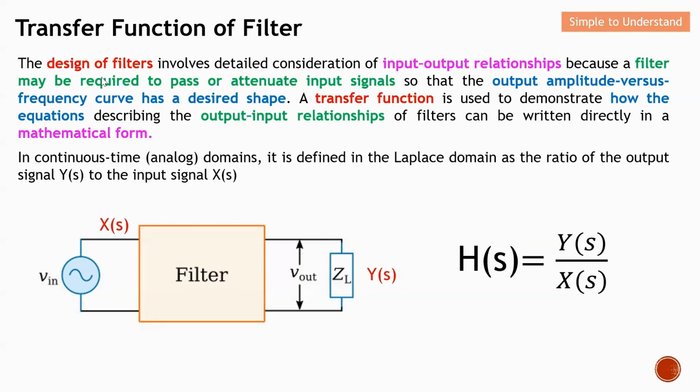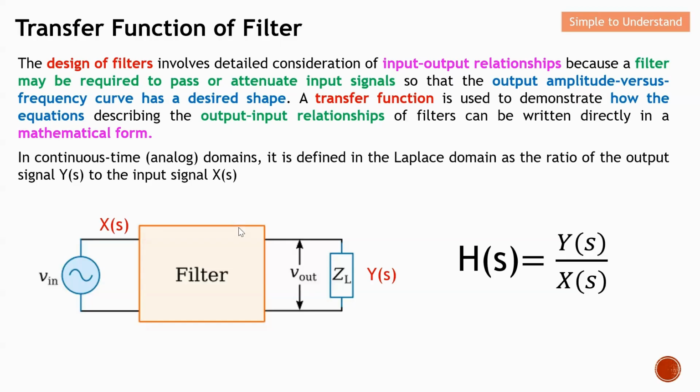The design of a filter, in fact, involves very detailed consideration of the input and output relationship. This diagram here shows the filter. Basically, this is the input of the filter. This will be the output of the filter. A transfer function, which is over here, is used to demonstrate how the equation describes the output over the input relationship of the filter. And hence, because of this, we can directly write it as a mathematical expression.